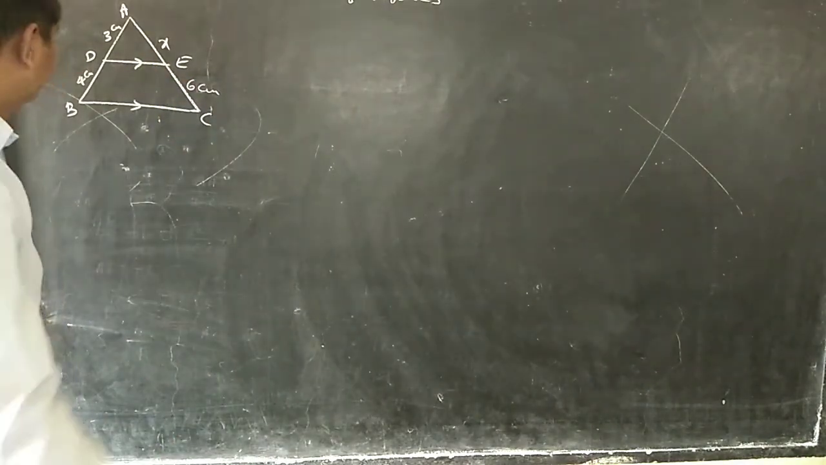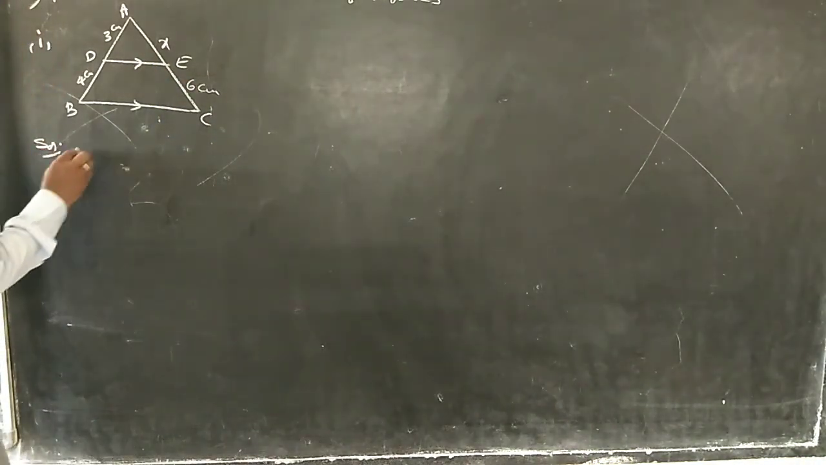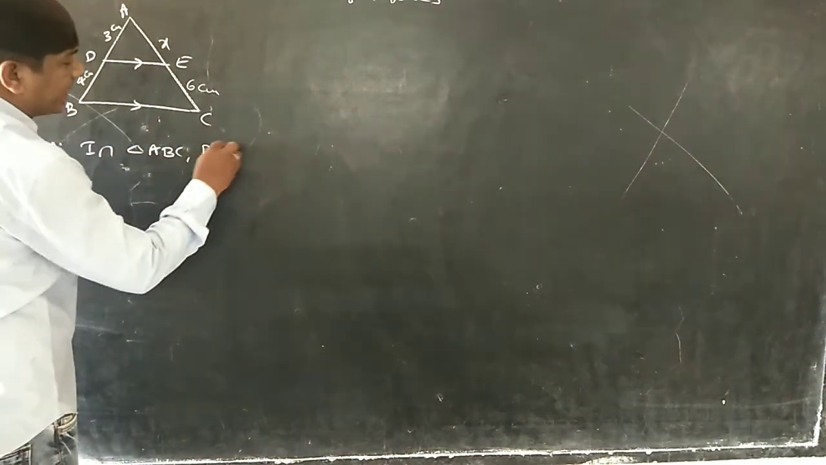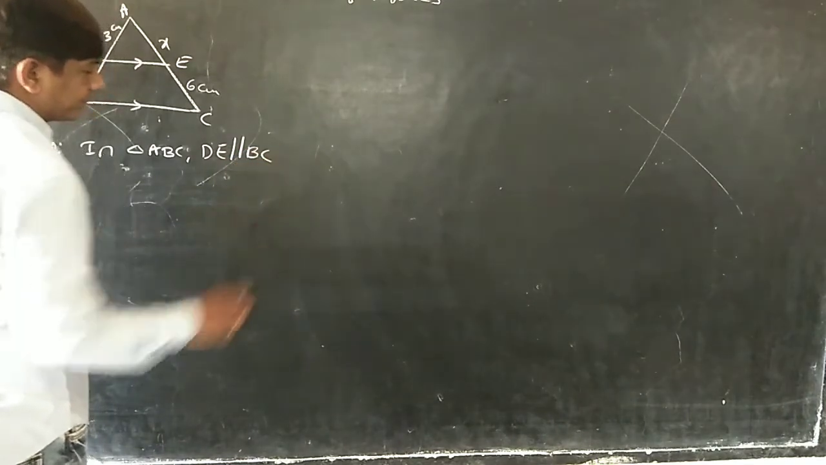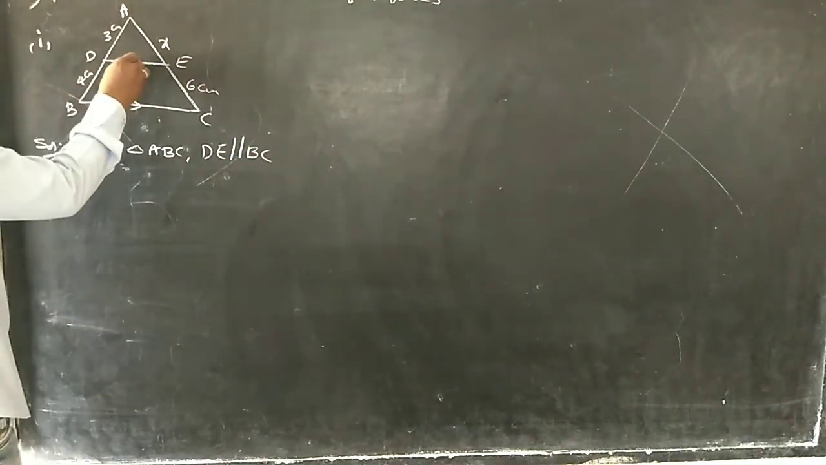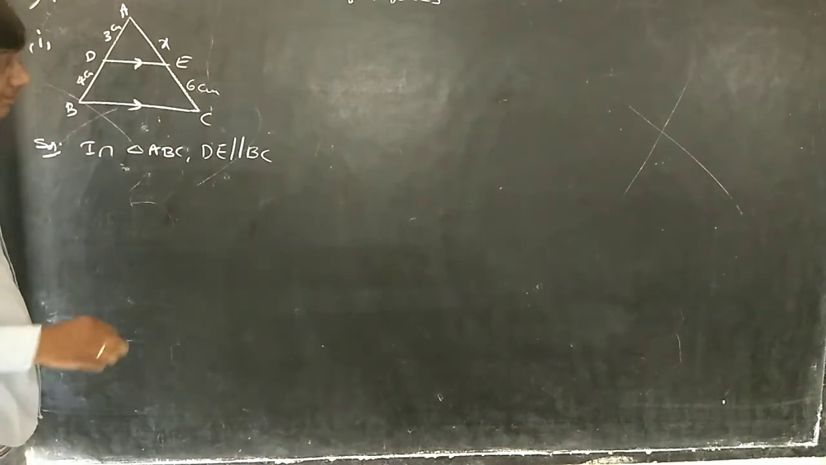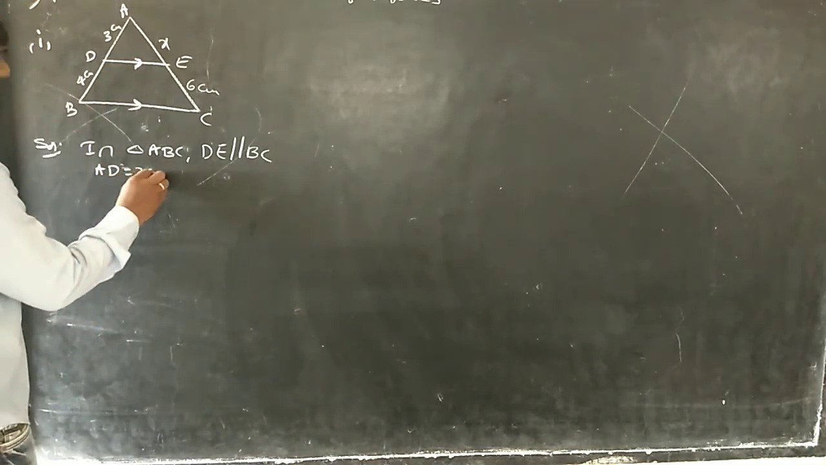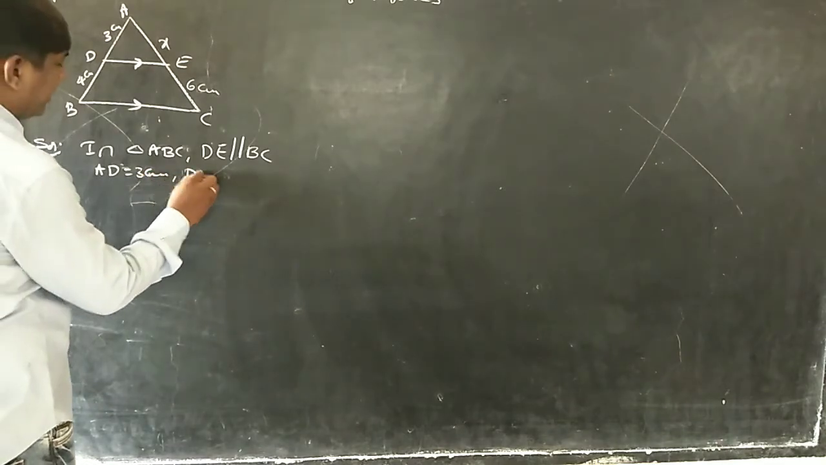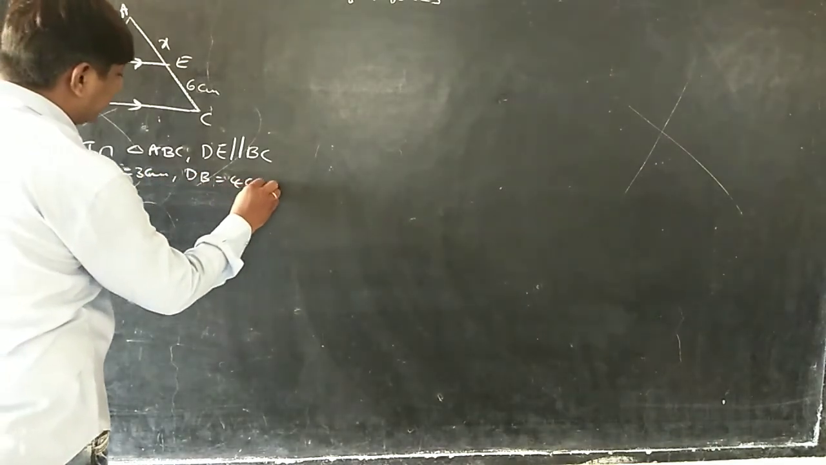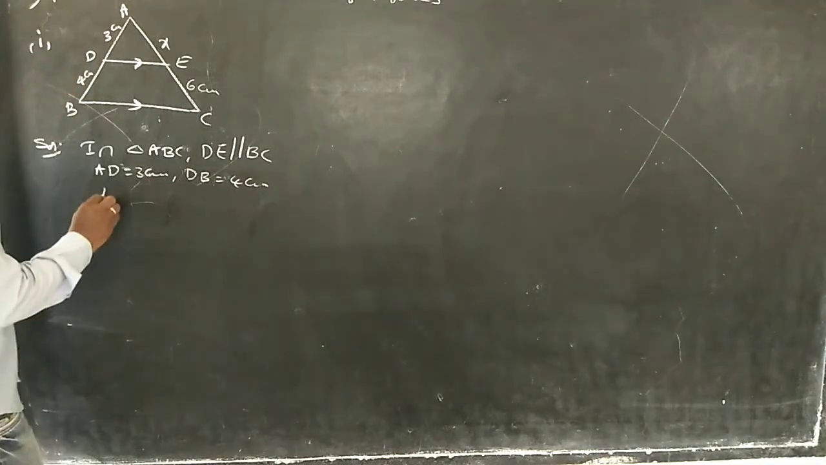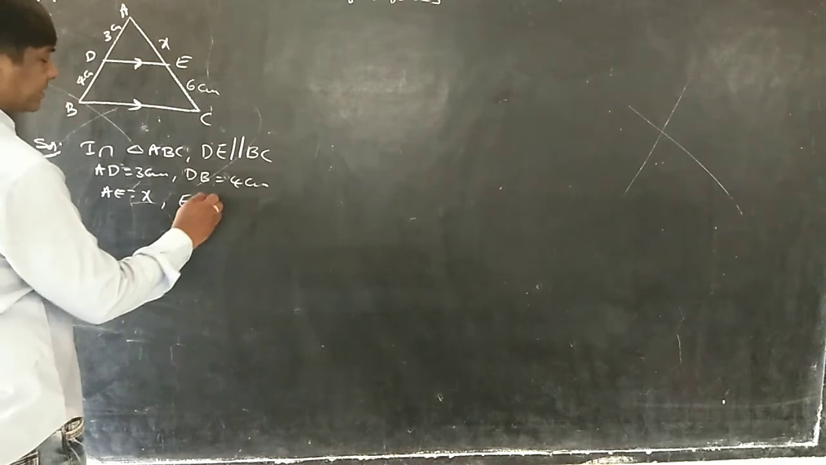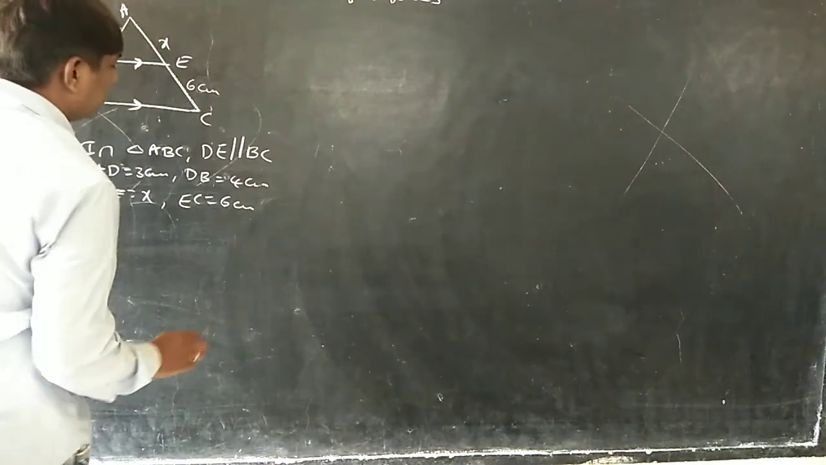Find the x. See here in triangle ABC, they given DE is parallel to BC. This symbol is parallel, and they given here AD is equal to 3 centimeters, DB is equal to 4 centimeters, AE is equal to x, and EC is equal to 6 centimeters.